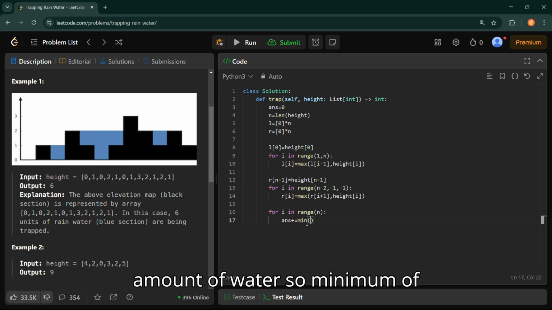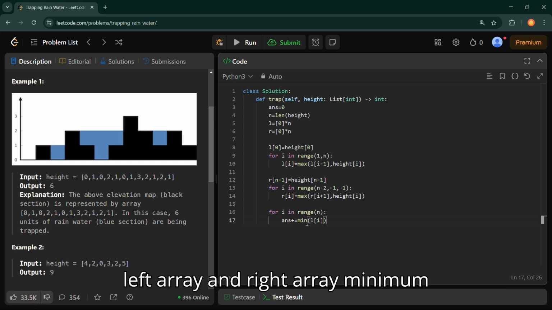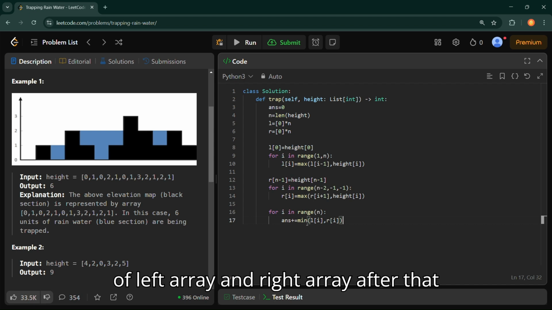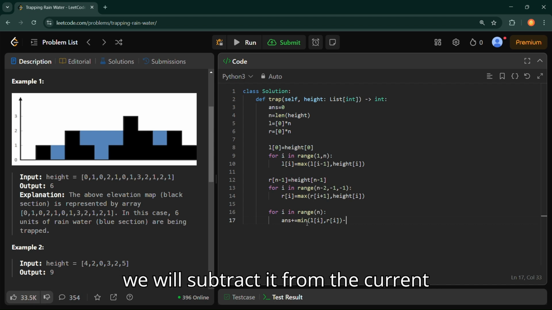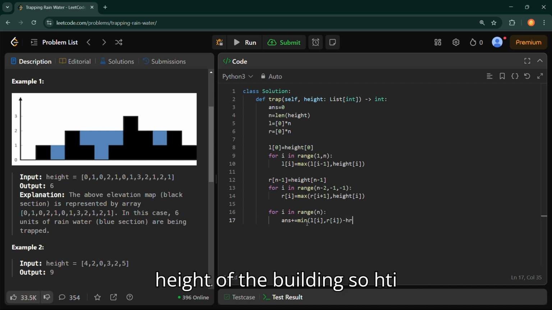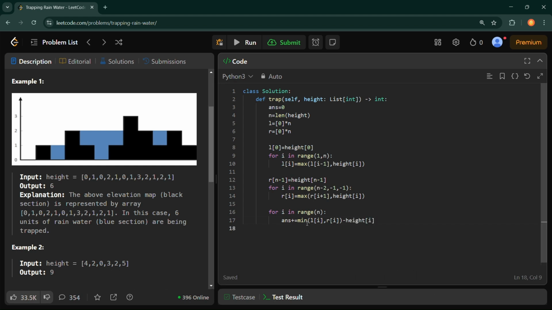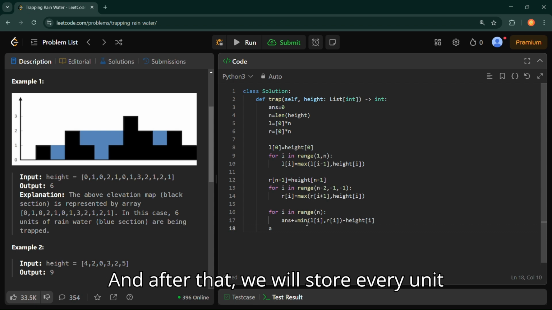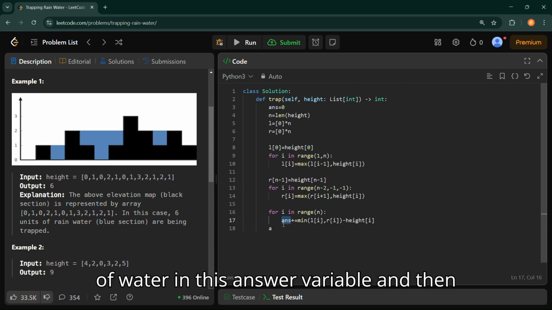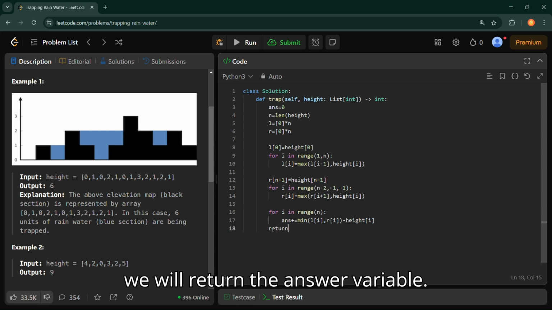So, minimum of left array and right array. After that we will subtract the current height of the building from it. And after that we will store every unit of water in this answer variable, and then we will return the answer variable.